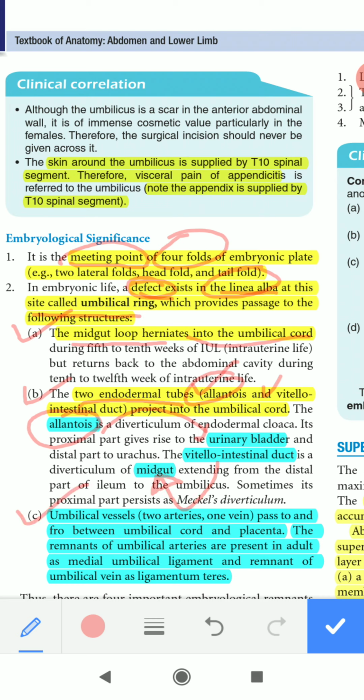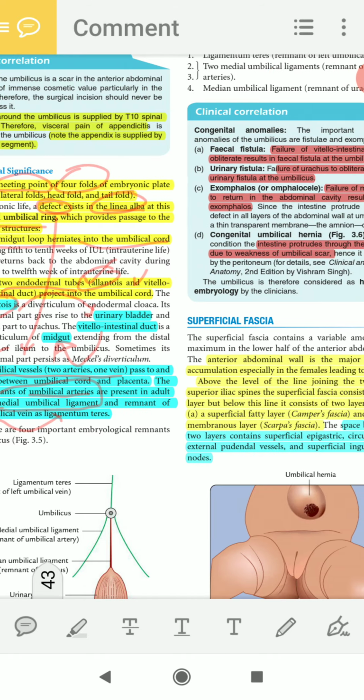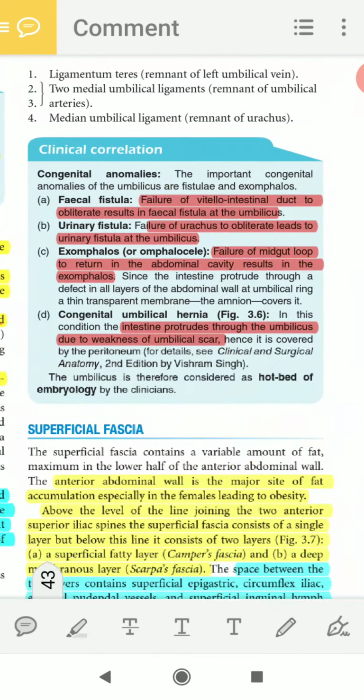And number 3, through this defect there pass the umbilical vessels, 2 umbilical arteries and 1 umbilical vein. The remnant of the umbilical artery presents in adult life as the median umbilical ligament, and the remnant of the umbilical vein persists in adult life as the ligamentum teres. While we study the liver, we will see these ligaments.